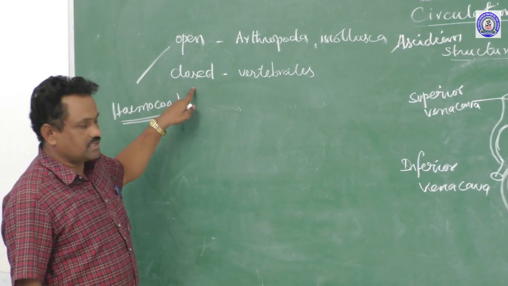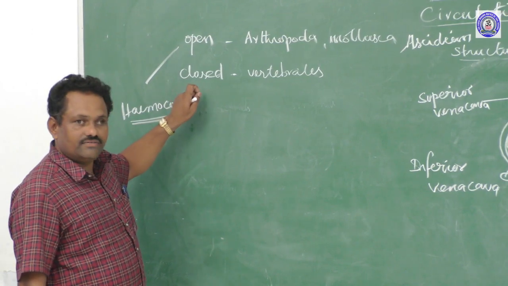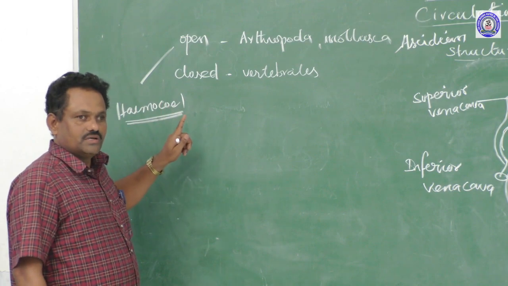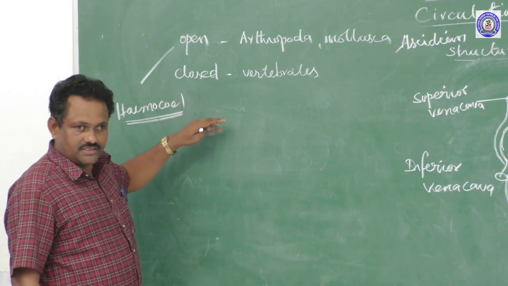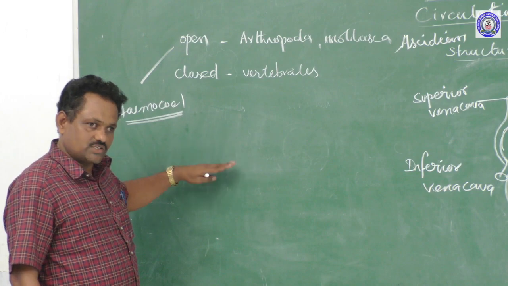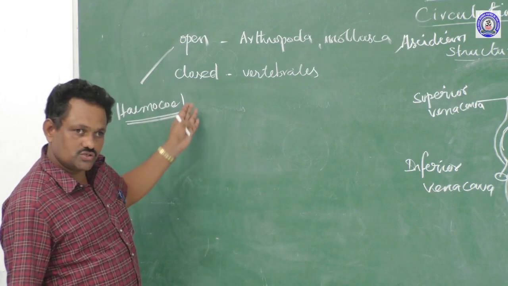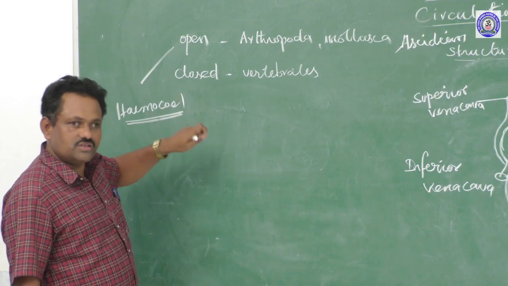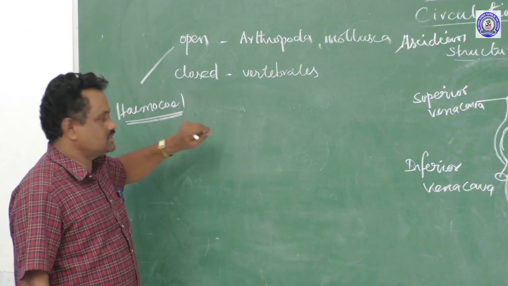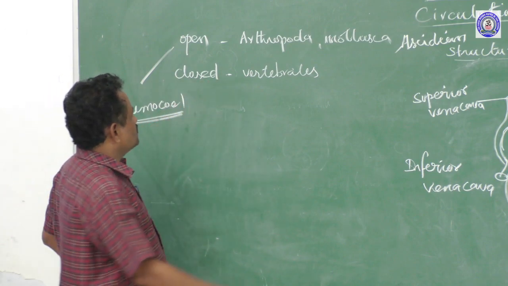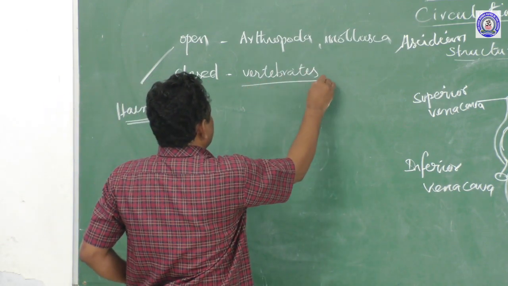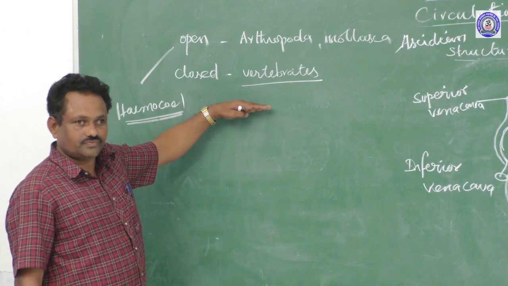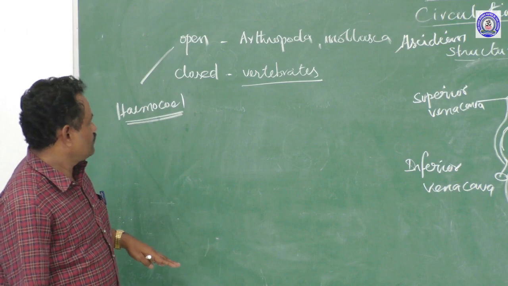But in the case of closed circulatory system, very well developed blood vessels are present, like arteries, veins, and capillaries. The food materials, oxygen, and nitrogenous materials are transported from their sources to far away. So here blood flows within the blood vessels, so it is called the closed circulatory system. It is actually found in vertebrate animals, that is from fishes to mammals.